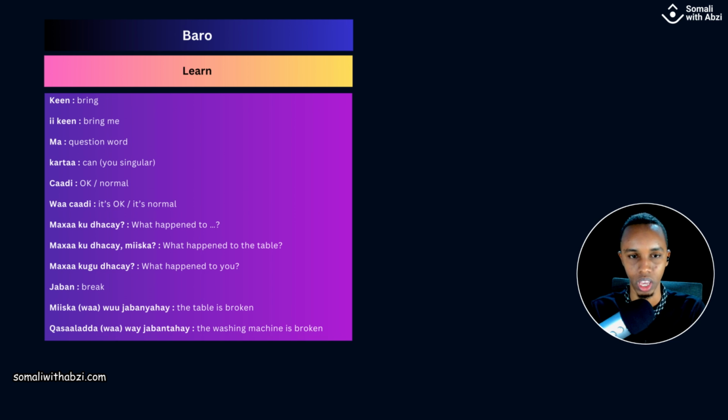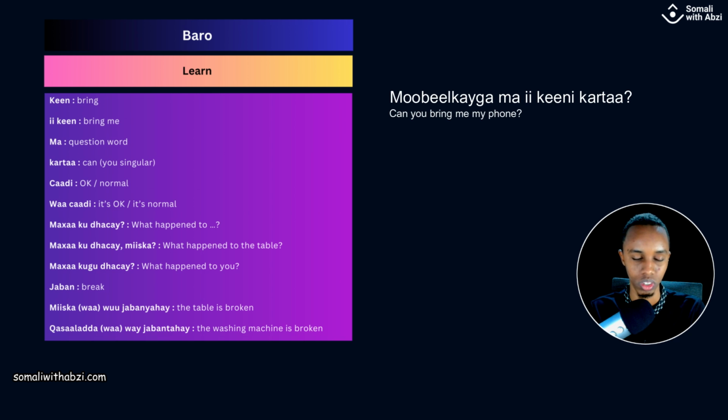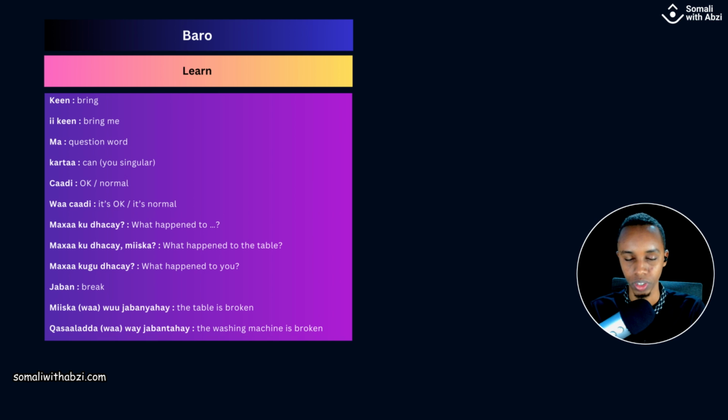But in Somali, we just say the word with a different article. Mobilkayga can. That's also fine. So you don't need to ask your family or people you know, mobilkayga ma ii keeni kartaa? You don't always have to say it like that. You can just tell them. That's fine in Somali.